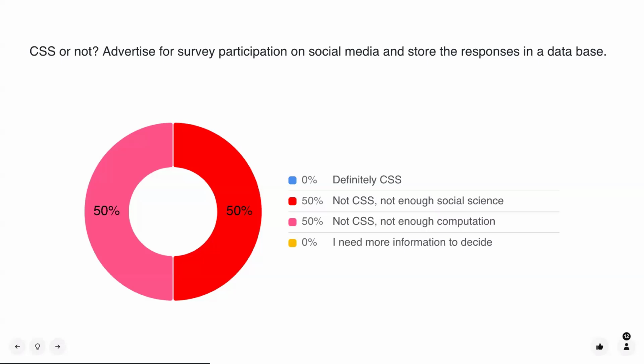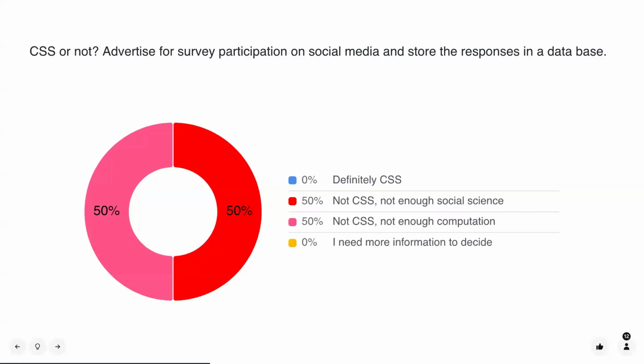And then we also have half of you saying that there's not enough social science, which is also valid, as we have no real research topic that this is focusing on. We don't know what it's about. It could be just collecting responses about participants' weight and height, for instance. So yeah, absolutely bang on.